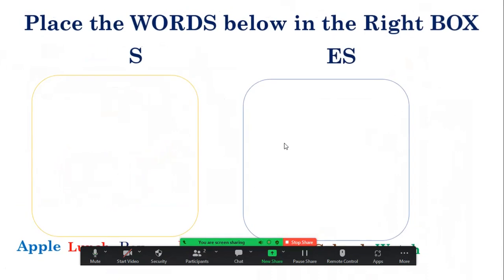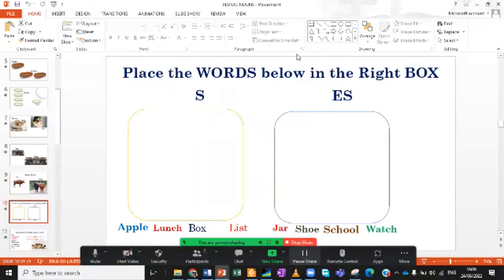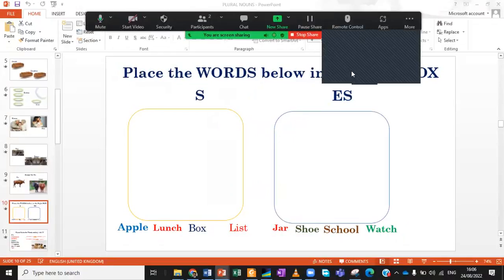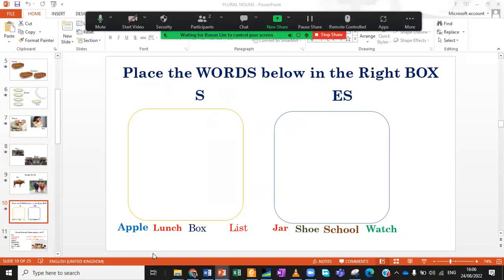Now, like we did last week, I'm going to give you a remote control. What I want you to do is place these words under the boxes that will form their correct plural. So if apple, you need to add ES, you put the apple here. If you need to add only S, you do that. So you have control of my screen now. You can start.